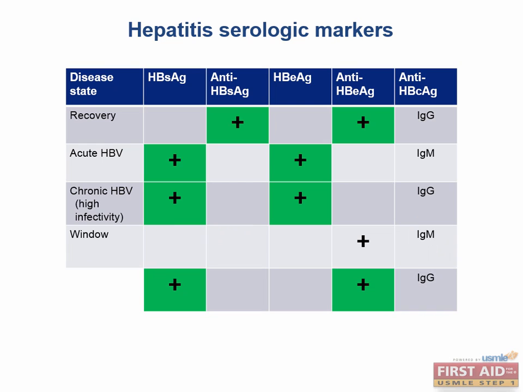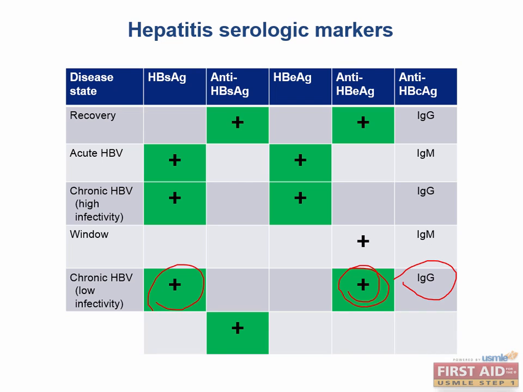So how about this one? We know right off the bat that this patient has an active infection with an IgG antibody against the core antigen, so we know that this is a chronic infection. And how transmissible is it? Well, we can see the presence of the antibody against the E antigen tells us that this is a poorly transmissible chronic hepatitis B infection.